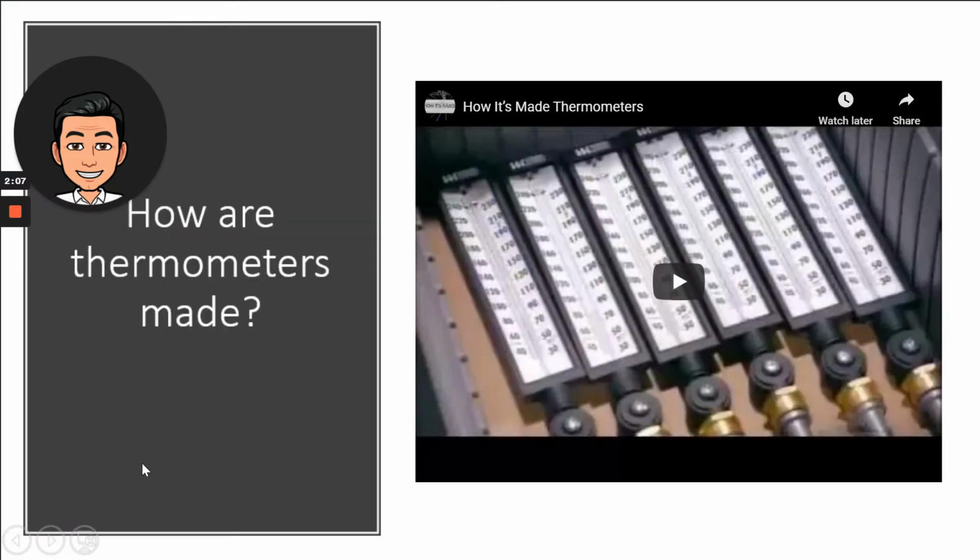So to start off, I have added a video about how thermometers are made. And so you can click on this also on your own time. It's about 5 minutes long, and it just gives you an idea of what goes into a thermometer and how it's made so you can understand it better as we go along.